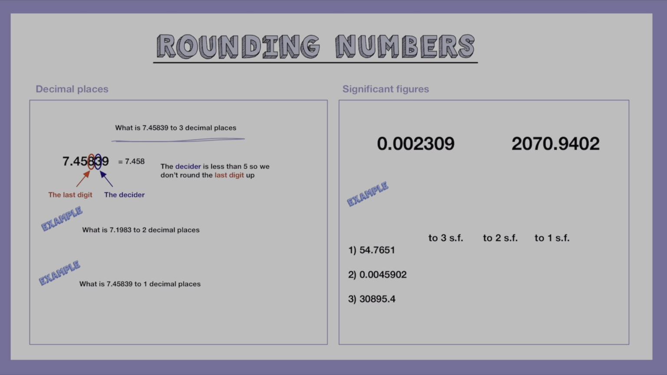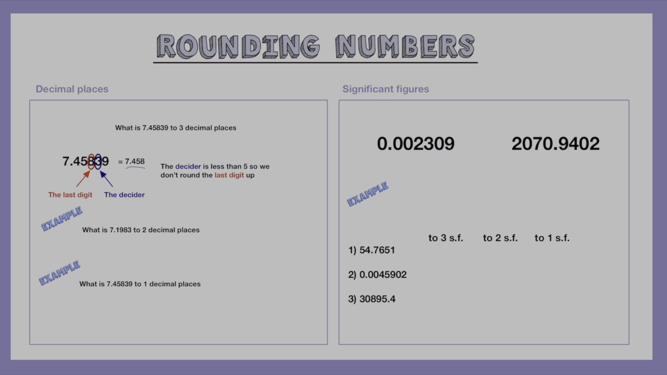So as we can see here, what is 7.45839 to 3 decimal places? The way we're going to want to do this is find the last digit, which would be 3 decimal places away from that decimal point. So the decimal points here, we would go 1, 2, 3, and that last digit would be 8. The decider is the other side of that point, so that's 3. As we can see here, the decider is less than 5, so we don't round up the last digit.